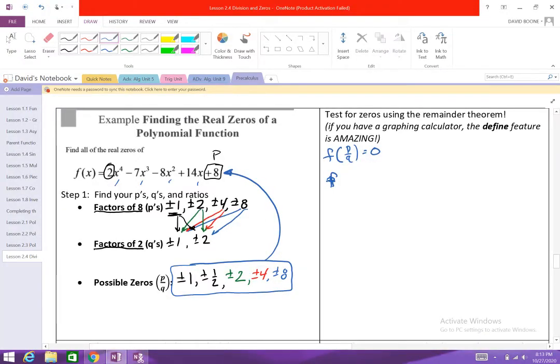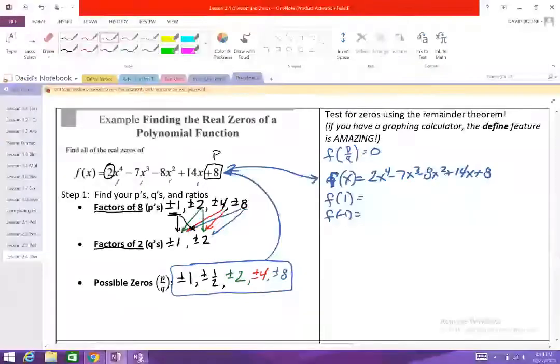If f of x, because this is what I was using up here, was an f. So f of x equals 2x to the 4th minus 7x to the 3rd minus 8x squared plus 14x plus 8. So in other words, taking that equation from over here, I'm going to test each of these. So I have to find f of 1. I'm going to take that positive 1 and find out what that answer is. And then do f of negative 1, find out what that answer is.